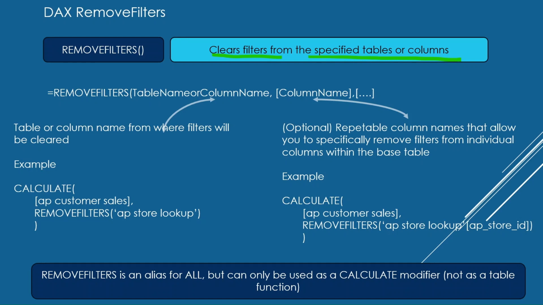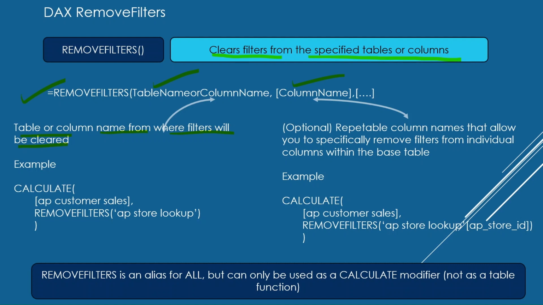Okay. So suppose this is the signature of our function. Here is the table name or column name, and the option is also a column name. So this is the signature, right? So what is this table name or column name all about? This is the table or column name from where the filter will be cleared.